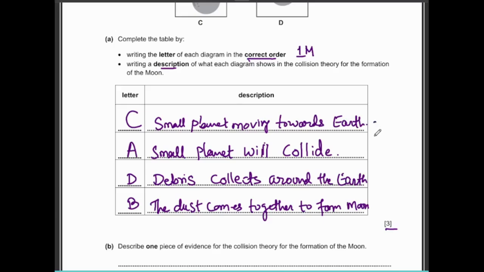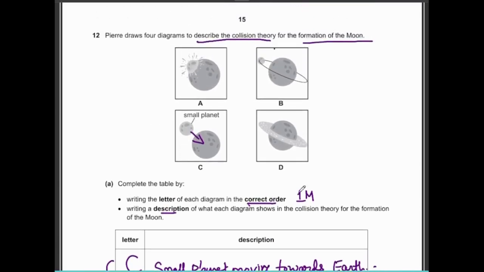So this is how you get all 4 descriptions. If you get all the descriptions correct, you get 2, and for your letters you get 1. That is how you get 3 marks. Fine. I'll write the criteria also. If 2 or 3 descriptions are matching, you get only 1 mark.